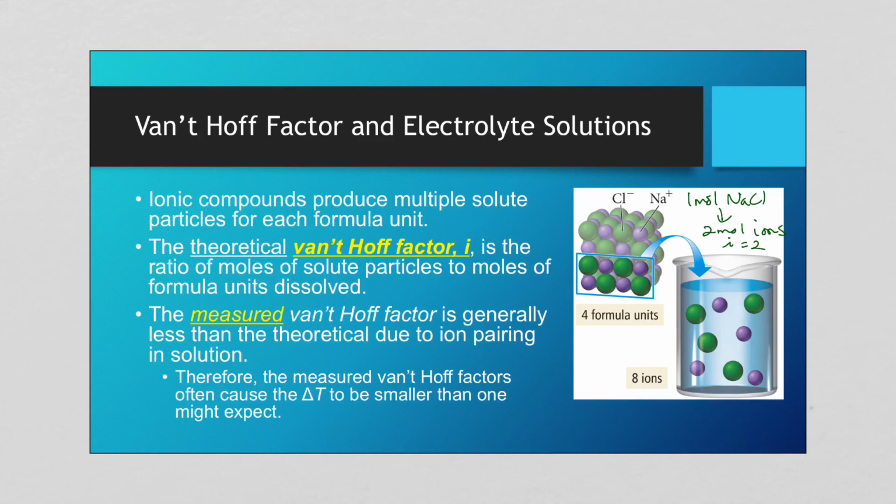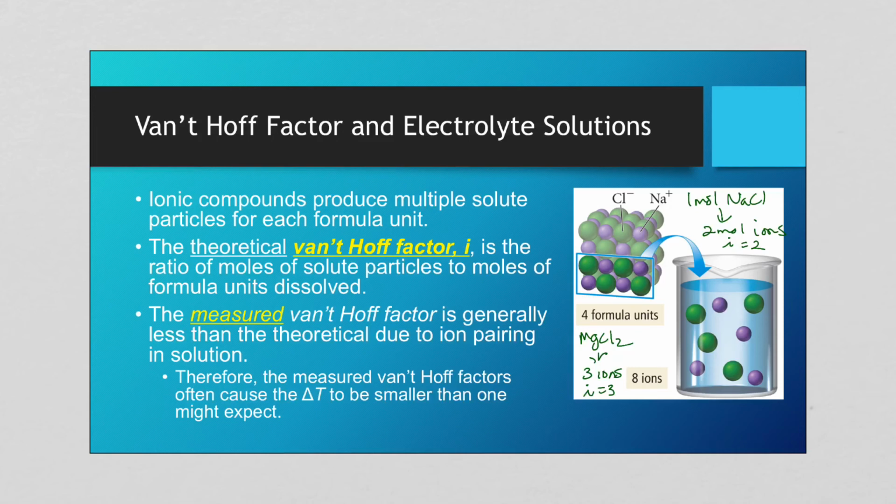Now if I had something like MgCl2, this is going to generate 3 ions. Each formula unit is going to generate 1 magnesium ion and 2 chloride ions. And so this would have a Van 't Hoff factor of 3. So that's a theoretical Van 't Hoff factor, and this is typically what we'll use.